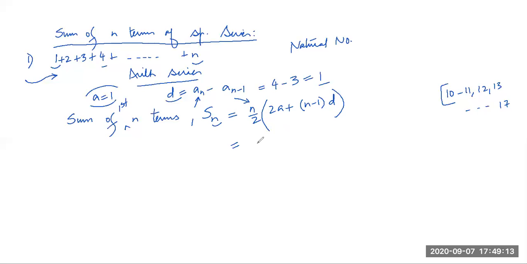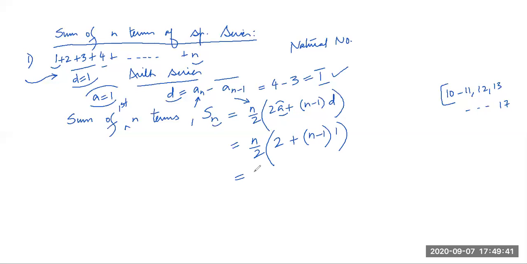So n is n by 2. What is the first term? 1. First term. So this becomes 2 plus n minus 1 into what is d? You already derived that. d is 1. Yeah, but you're telling the formula correctly. But I asked the value for d in this particular case. Am I right? Common difference is 1.